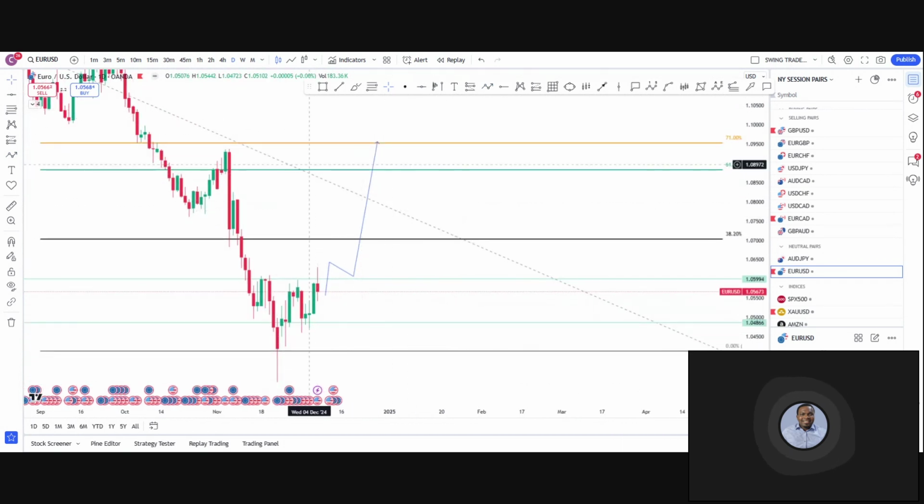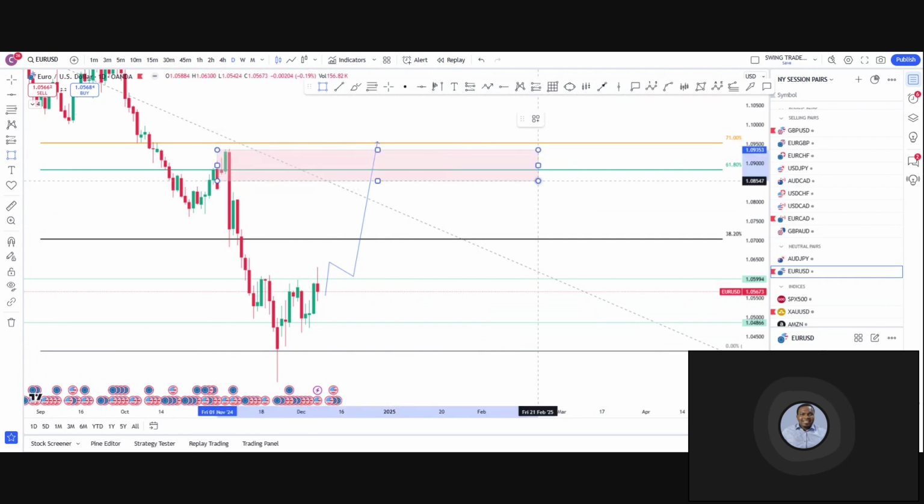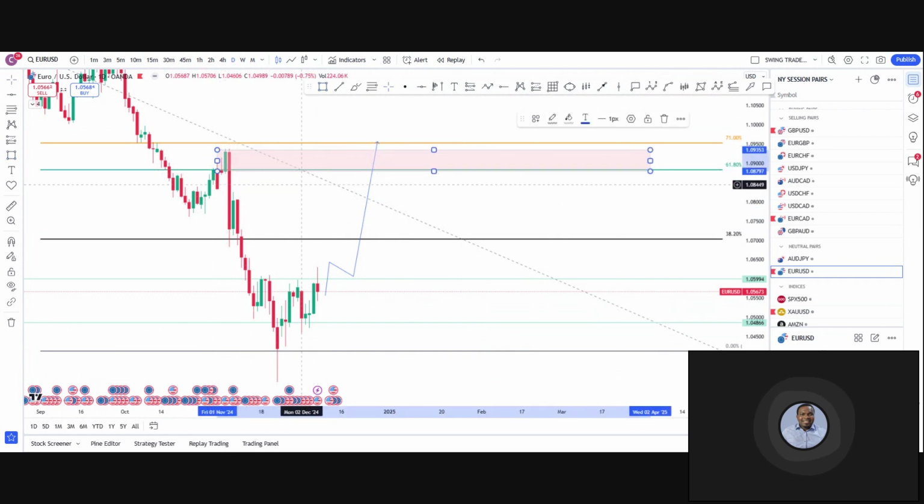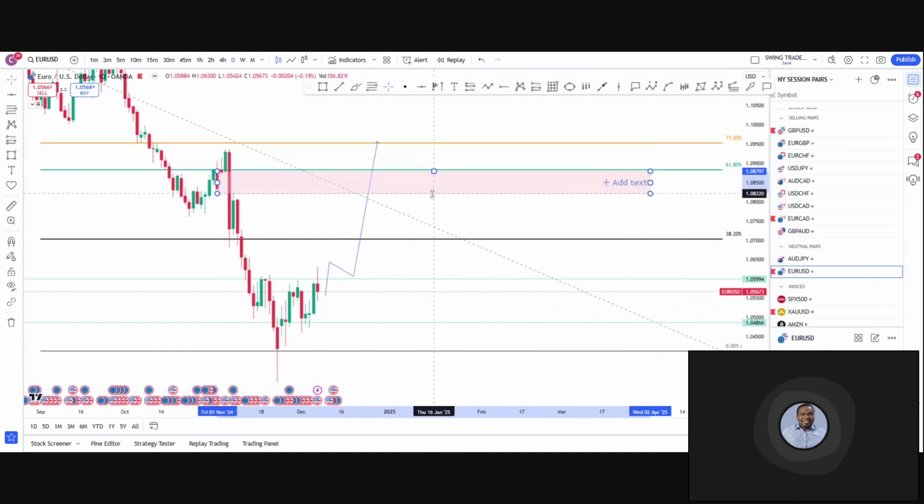So you want to be able to see this zone, which is this other block on the daily time frame. I want to mark that daily area of order block here. So this is a key area. Also, we have a fair value gap as well. Just mark the fair value gap, that area.